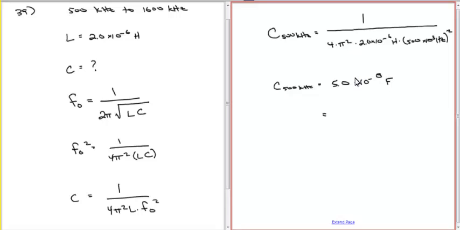Well, I think it was in chapter 1. They had all those different units. So yeah, look at table 1.4. And 10 to the minus 9th is nano, so it would be 50 nanofarads, 50 times 10 to the minus 9th farads. So we'd say nanofarads. Okay, so that's at 500 kilohertz.